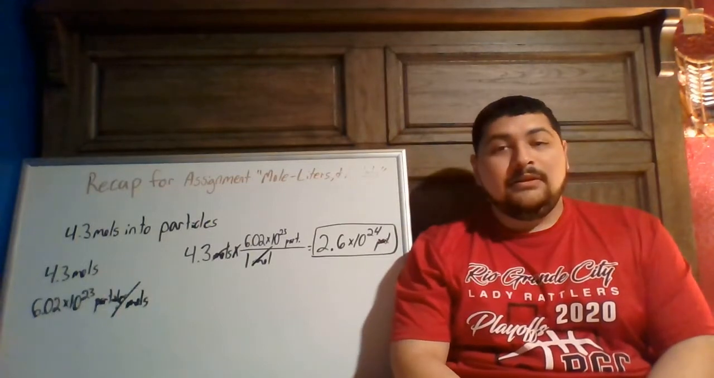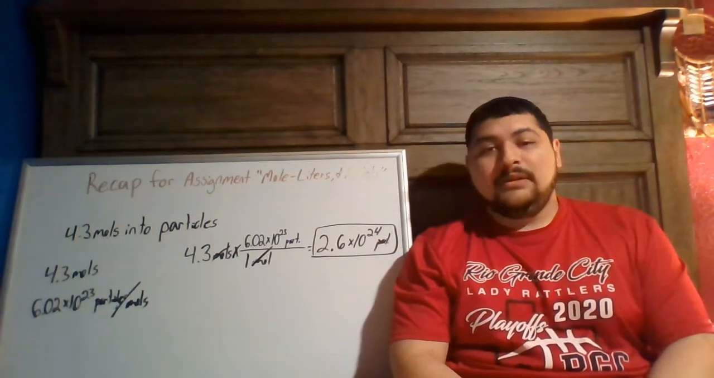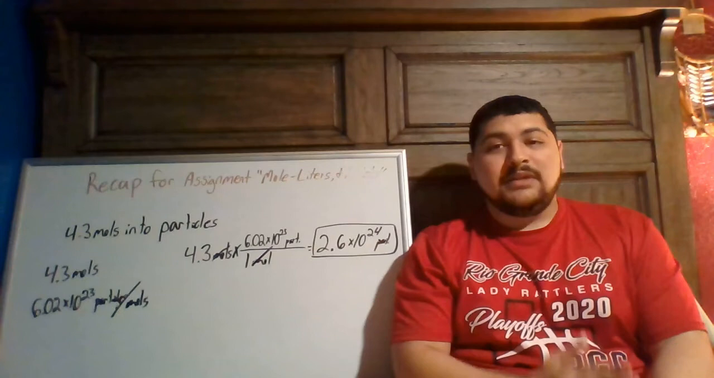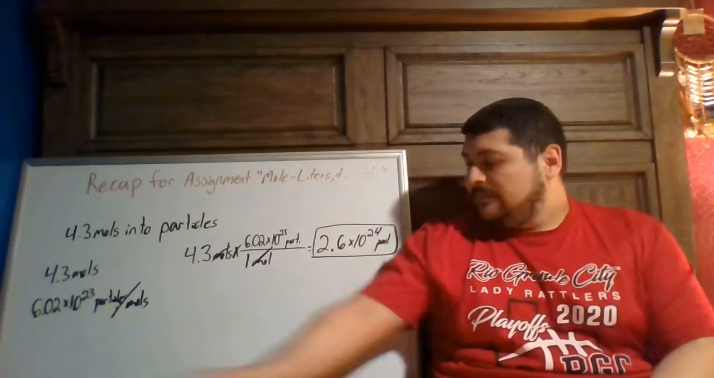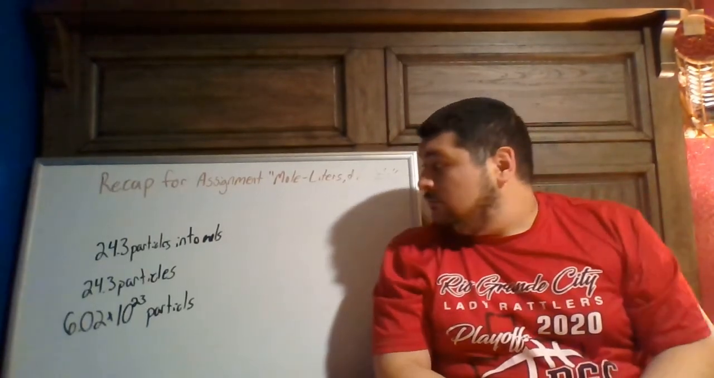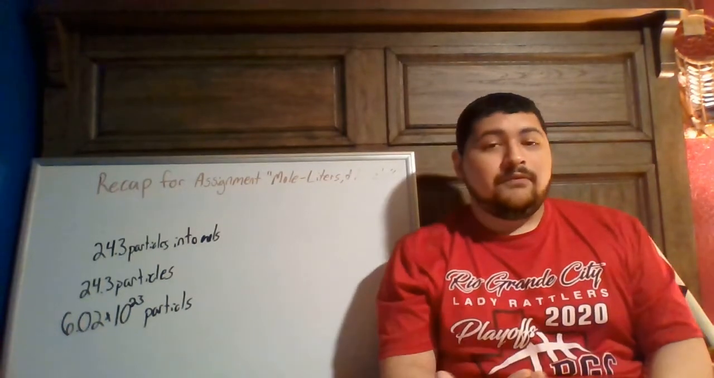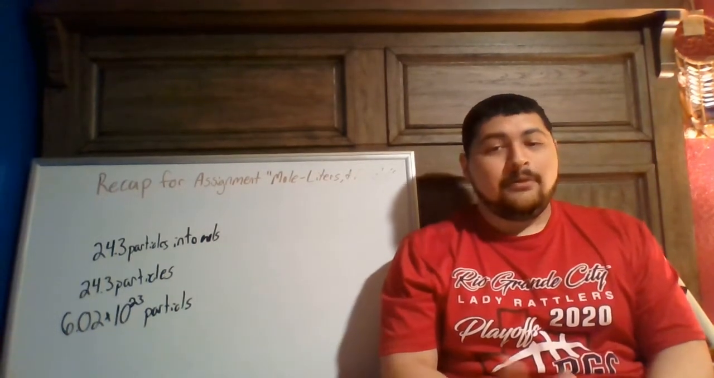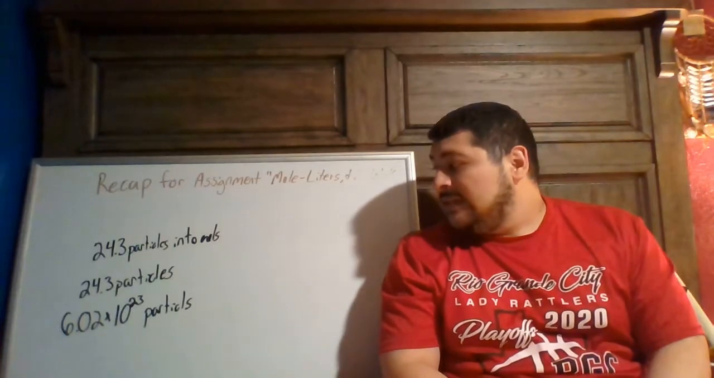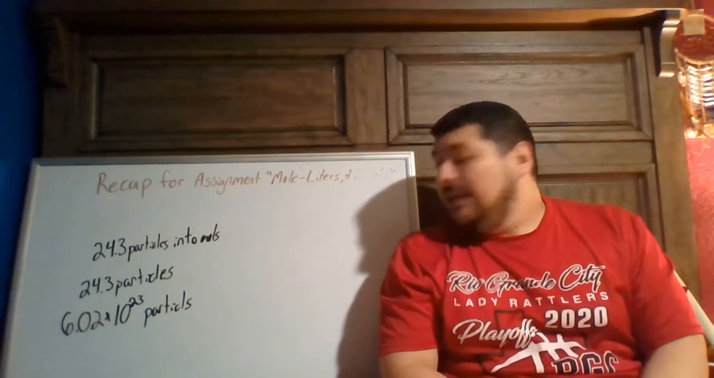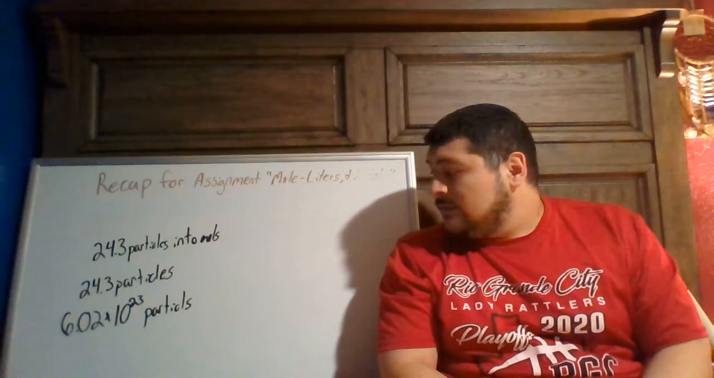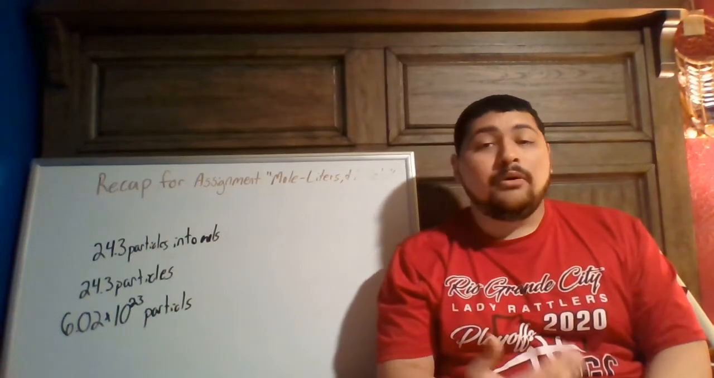Now let us do the reciprocal question, or basically what happens if they give us particles and we need to convert that into moles. Alright, so the question reads 24.3 particles into moles. Do the conversion. Let us do it together. The two givens are 24.3 particles, and obviously it is again Avogadro's number per mole.